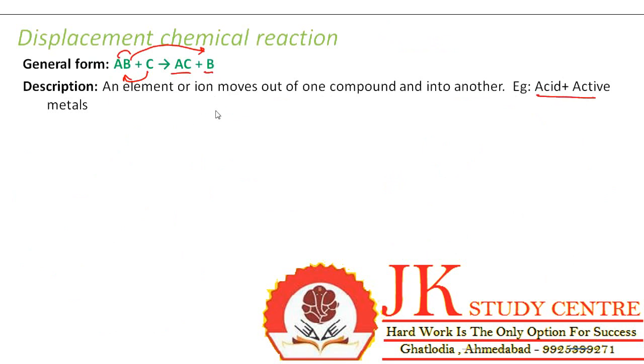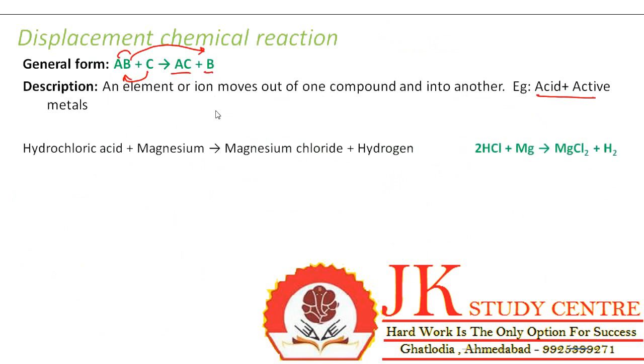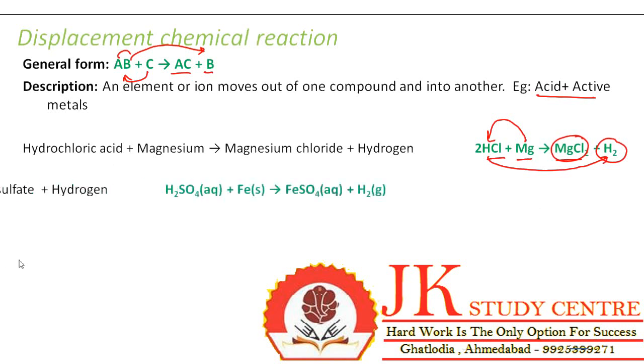One example is an active acid plus an active metal. You get this kind of reaction. We'll take more examples. You have hydrochloric acid and magnesium. What you get is MgCl2 and H2. So this Mg came here and paired with Cl, and hydrogen is kicked out. Correct?